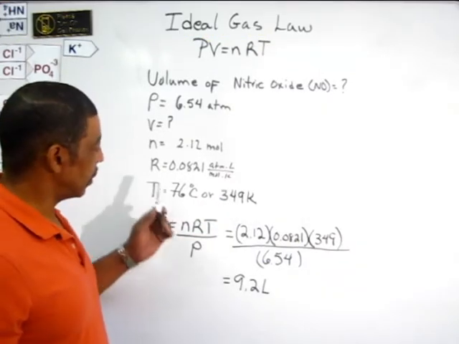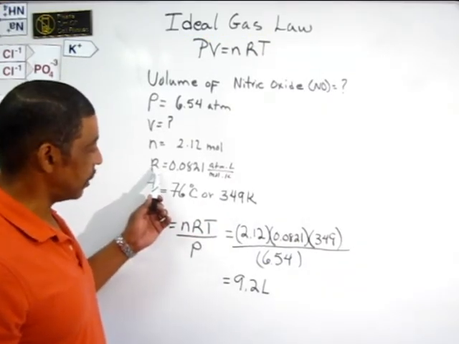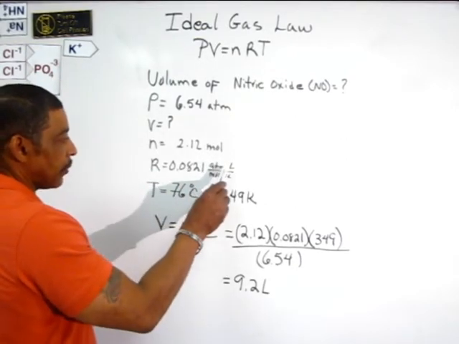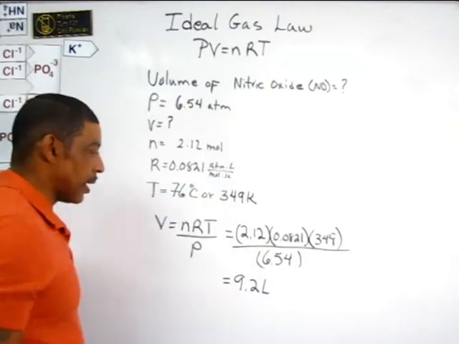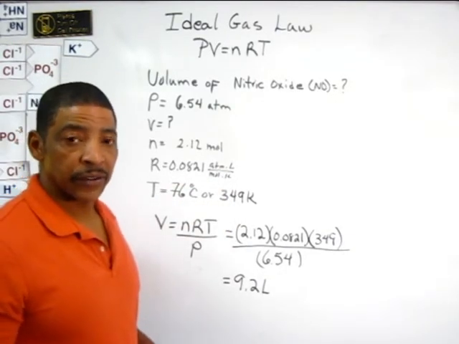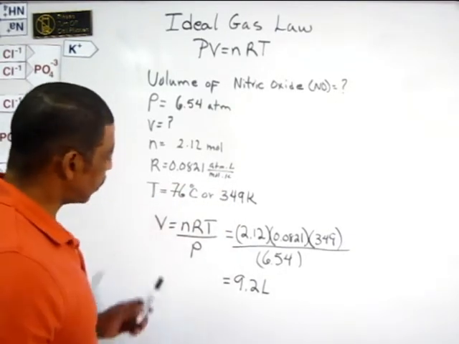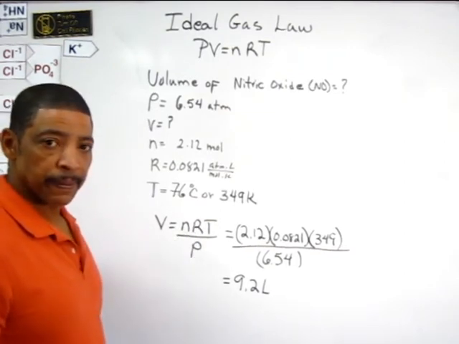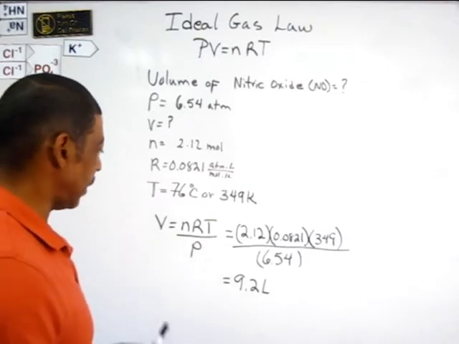And of course, R, the universal gas constant, will be 0.0821 atmospheres times liters divided by moles times K. Now using the equation, solve for V, where V will equal nRT divided by P. And of course, insert the data.